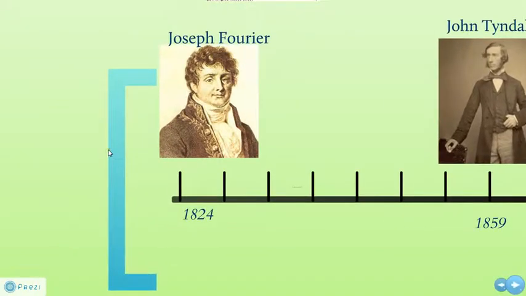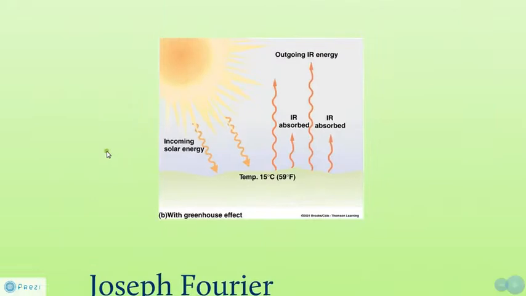What he proposed is what we now call the greenhouse effect, and basically, there's a property of the atmosphere that allows energy in, so it allows shortwave energy to come into the system, but it partially blocks the outgoing energy.